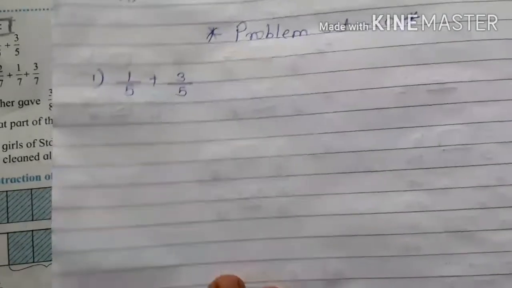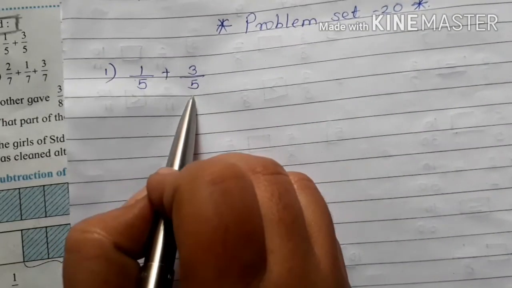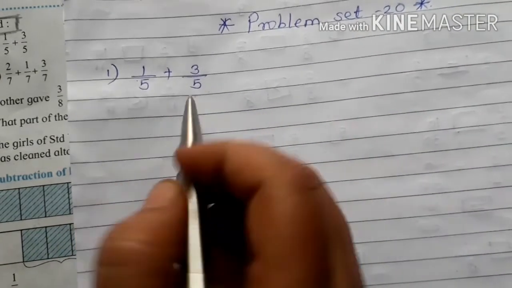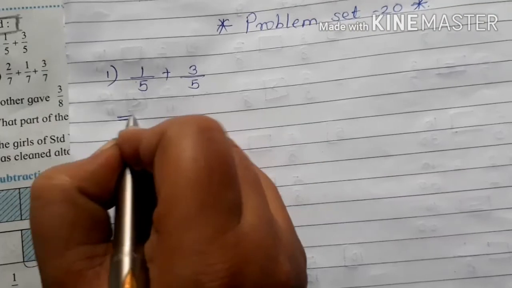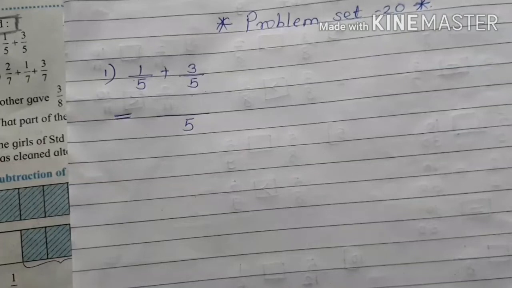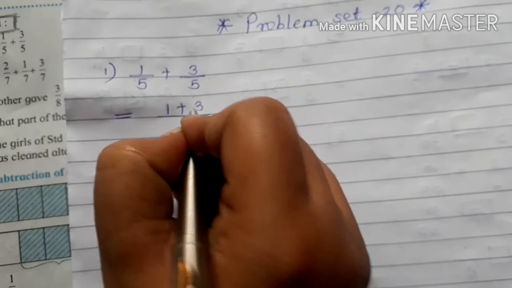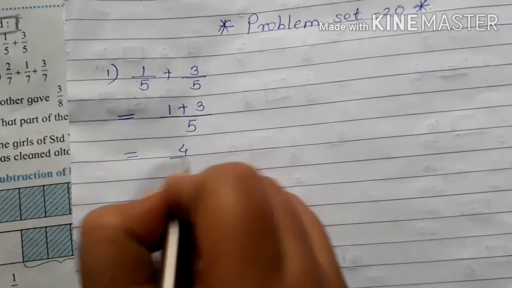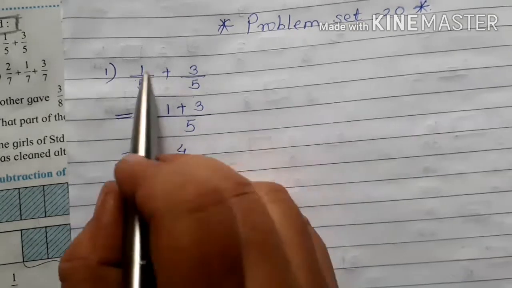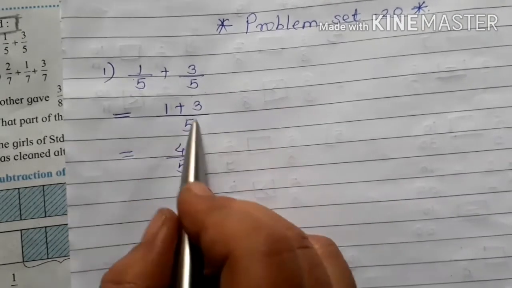So let's see the first one, how to solve. See the first example of problem set 20. First one: 1 upon 5 plus 3 upon 5. First see the denominators. Both are the same, so it is a like fraction. When like fractions are there, first you write the denominator as it is, and just do the addition of numerators, 1 plus 3. So 1 plus 3 is 4 upon 5. And finish. Understood everyone? Just simply do the addition of numerators. 1 plus 3 is 4 and this 5 you have to write one time.